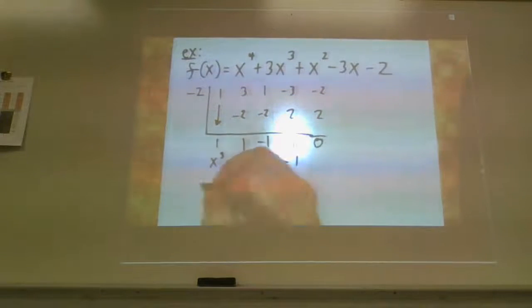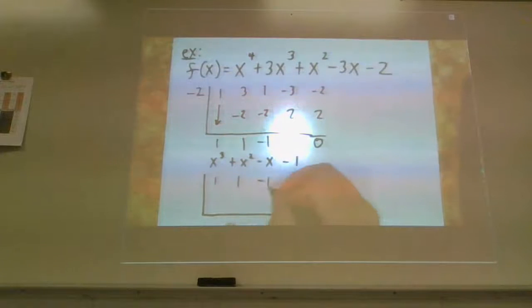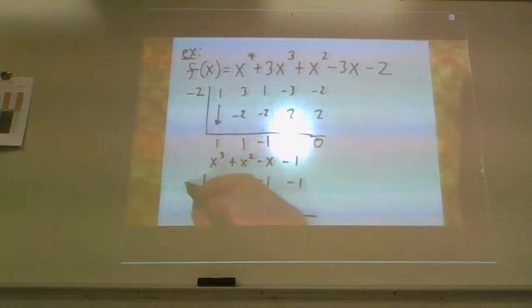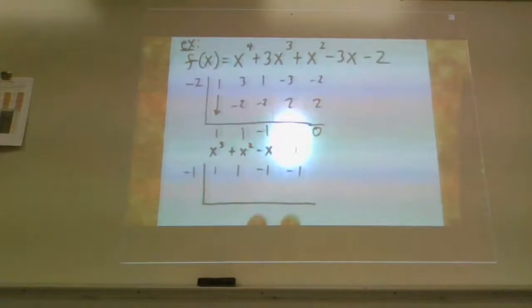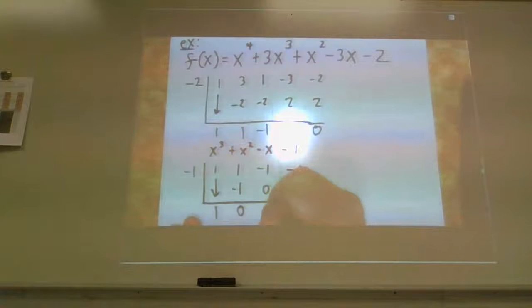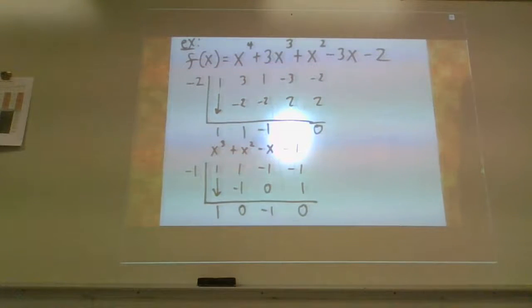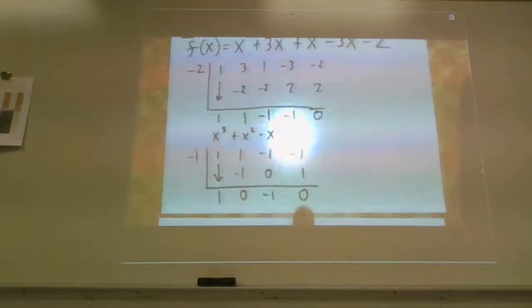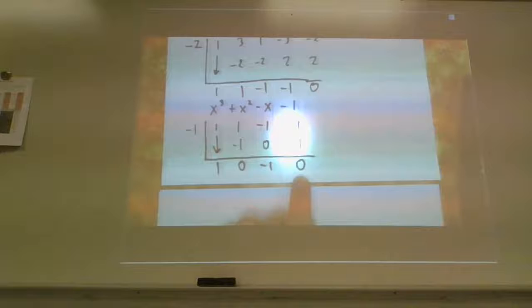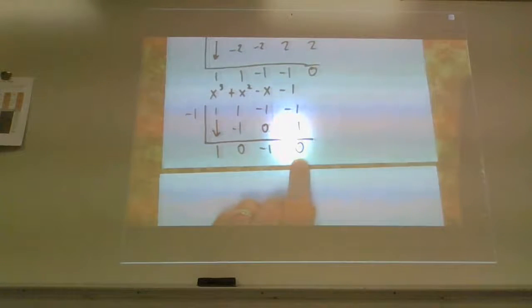Let's try the -1. 1, 1, -1, -1, with the -1 on the outside. It should work. 1, -1, 0, 0, -1, +1, 0. Interesting. This bottom right 0 proves that it works. You tell me, what the heck is going on here?